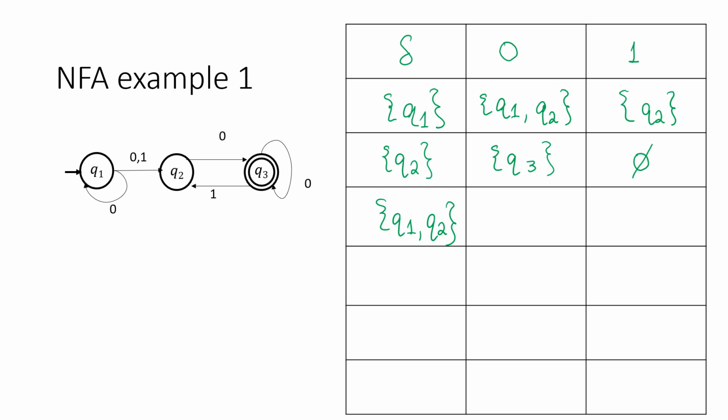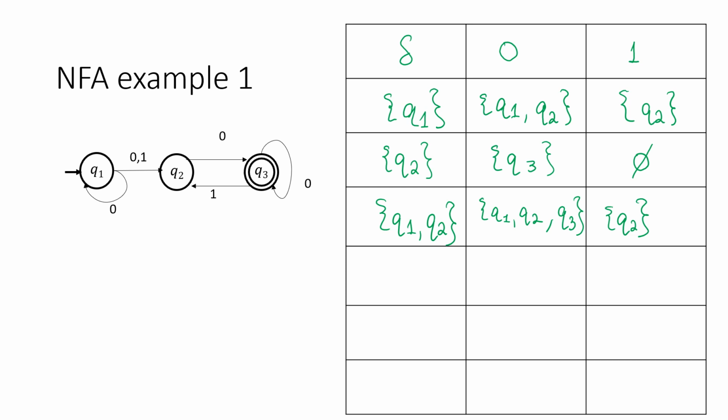Now on Q1, comma, Q2, I know that I can get from Q1 on 0 to Q1 or Q2, but I can also get to Q3. And similarly from Q1, Q2, from Q1 on 1, I know I can get to Q2. And from Q2 on 1, I can't get anywhere, so that ends this state.